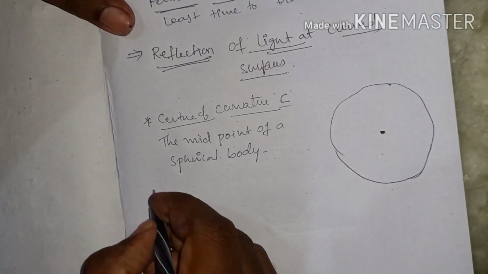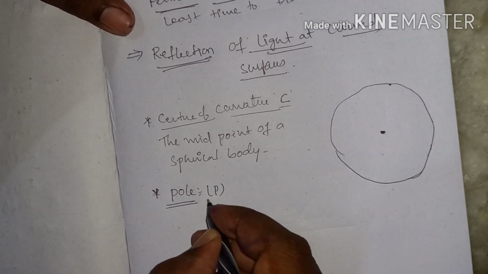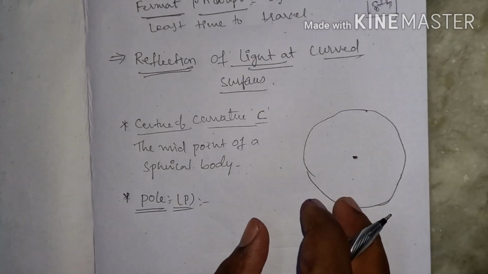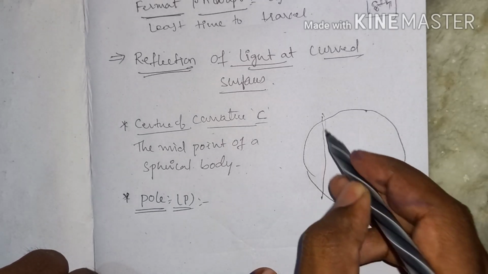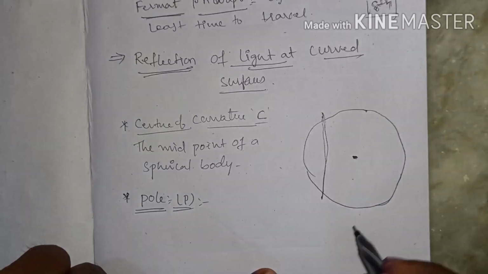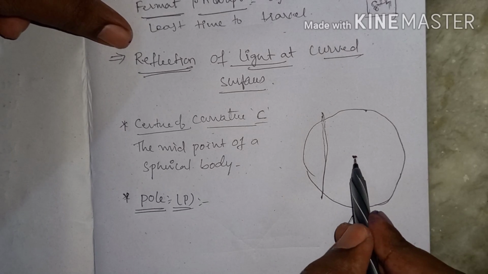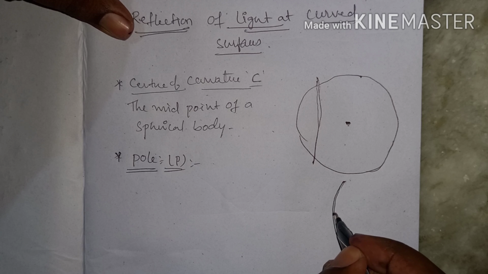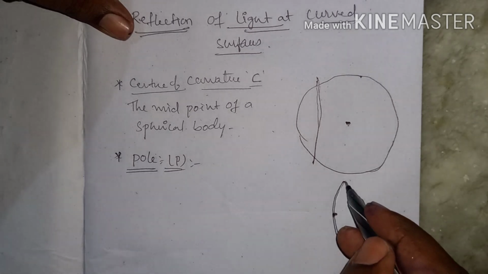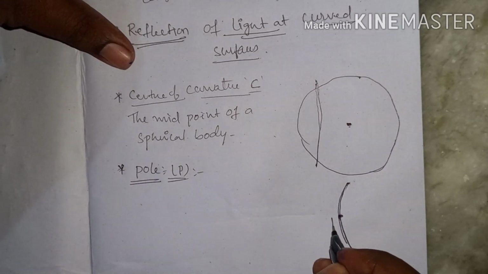The next word is pole. It is indicated with P. What is a pole? You can cut a spherical body and take a curved part. So you get some curved part. Previously, what is center of curvature? The midpoint of a spherical body. Now what is a curved part? The midpoint of a curved surface. What is a pole? The midpoint of a curved surface we call the pole. This is the pole.